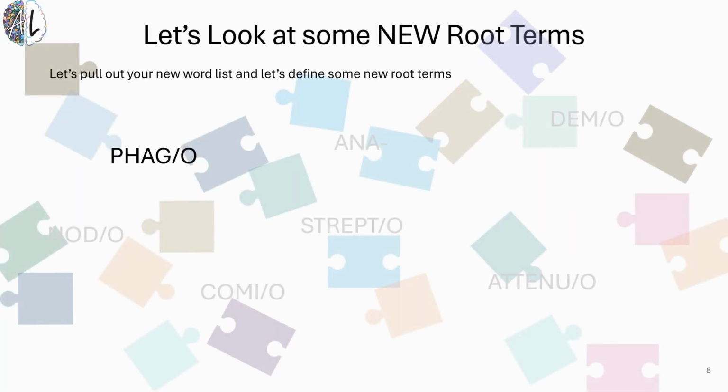We have the root term phago. Phago, and remember that your word list is alphabetically listed. So go ahead and find that on the word list. Tell me what it means. Okay, phago means to eat or to swallow something.